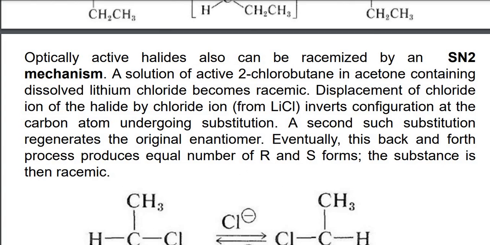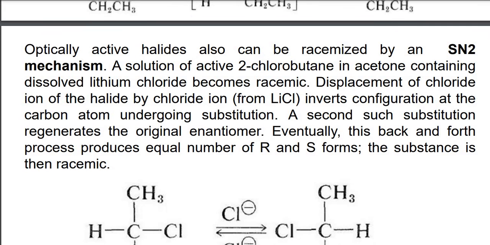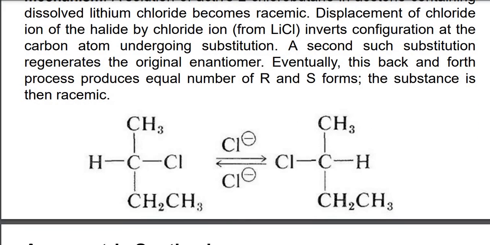Optically active halides can also be racemized by the SN2 mechanism. A solution of active 2-chlorobutane in acetone containing dissolved lithium chloride becomes racemic. Displacement of the chloride ion of the halide by chloride ion from lithium chloride inverts the configuration at the carbon atom undergoing substitution. A second such substitution regenerates the original enantiomer. Eventually, this back and forth process produces equal numbers of R and S enantiomers, and the substrate is then racemic.